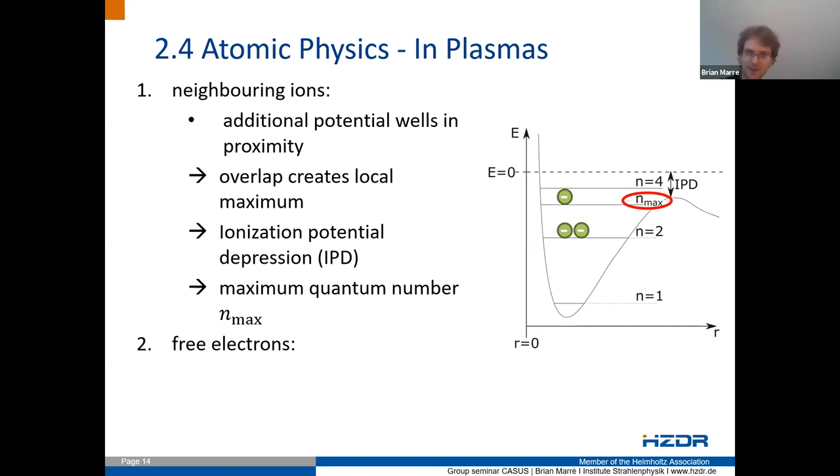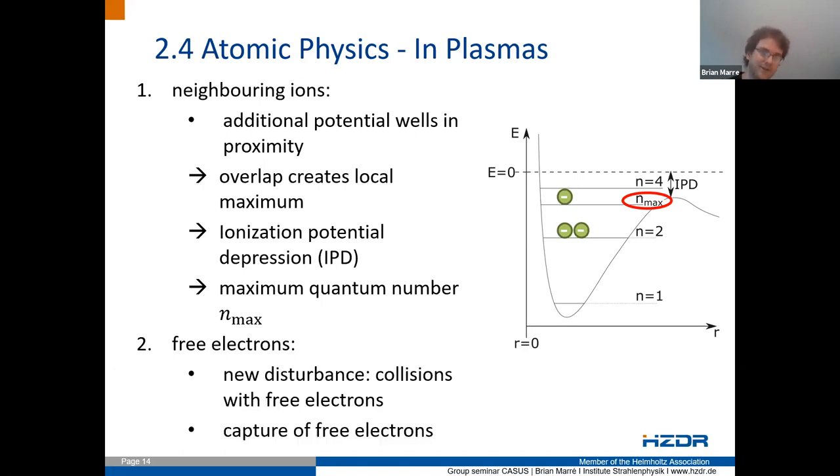And in essence, that has another side effect, namely that in contrast to regular atomic physics, in which n is not limited, in plasmas you actually get a maximum principal quantum number, simply because electrons above this quantum number are no longer bound to your atom. So that's what neighboring ions do to you.